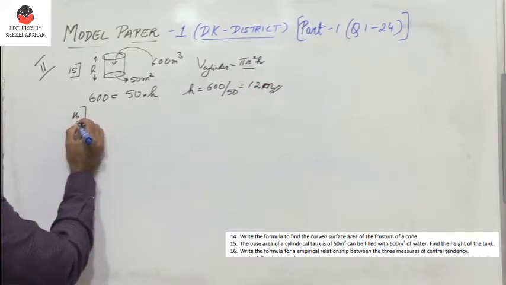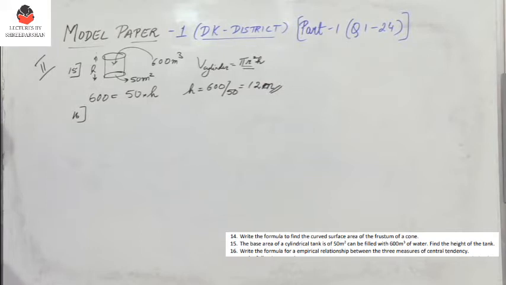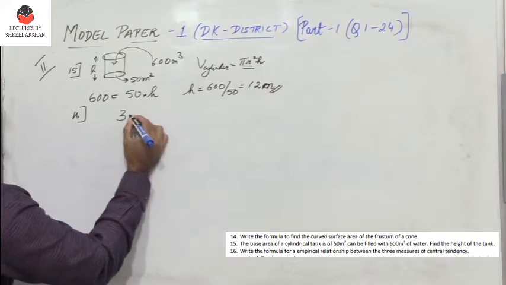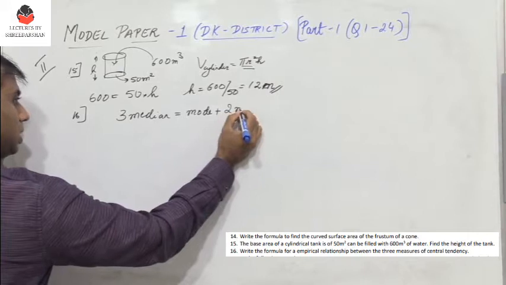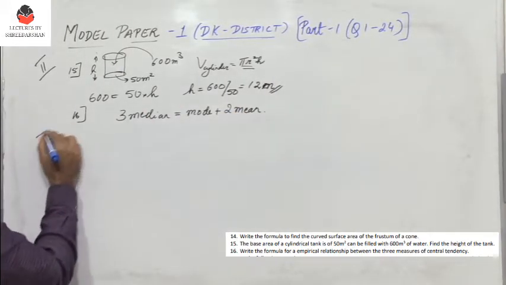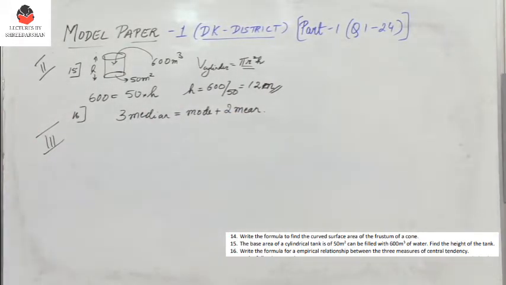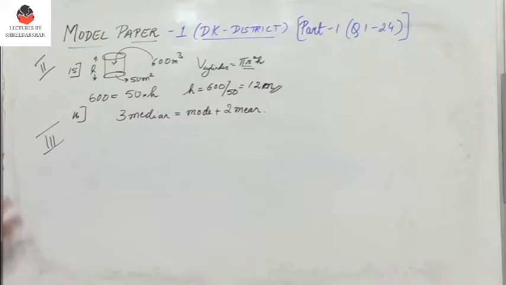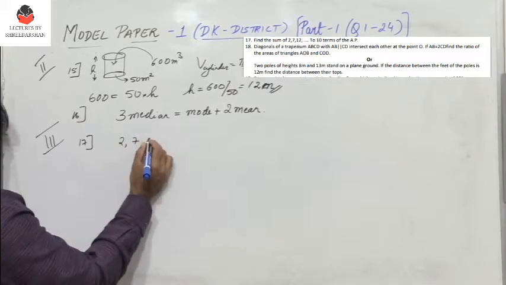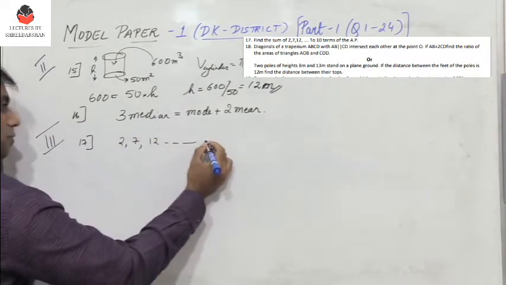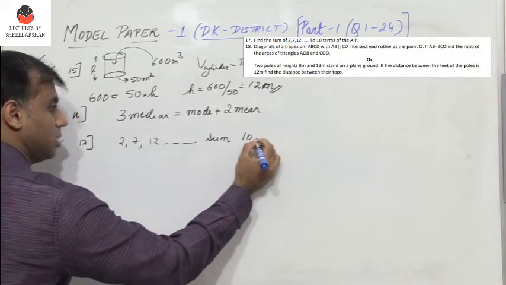16th one, the formula for the empirical relationship between the 3 measures of central tendency. So this question has also appeared in the model paper 2 released by the SSLC board. So we know that 3 median equals mode plus 2 mean. So very standard basic question. Now let's move to Roman 3, where you have 8 questions, 2 marks each. Problem 17, the arithmetic progression is 2, 7, 12 and so on. Find the sum up to 10 terms.